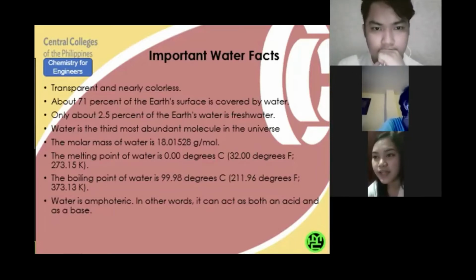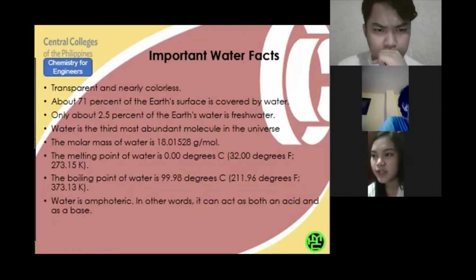At alam niyo ba na ang molar mass ng tubig ay 18.01528 grams per mole. Tsaka yung melting point naman nito is 0 degrees Celsius o katumbas ng 32 degrees Fahrenheit at 273.15 in Kelvin. So, pag kumukuha kayo ng yelo galing sa freezer, pag once na kinuha niyo, nag-start na magme-melt yun palabas.